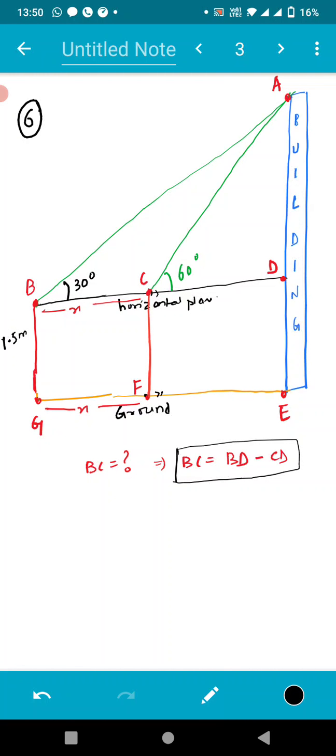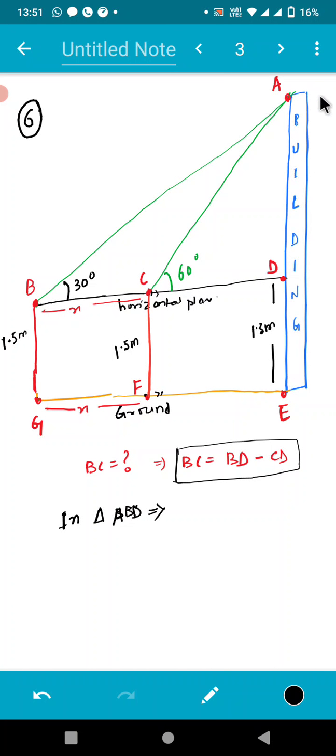So let us start with this triangle, okay, the big triangle. So in triangle ABD, okay. So first of all we'll see that in triangle ABD what are the things given. Now one more thing, students, you see, now if this length is 1.5, then this length would also be 1.5, isn't it? And this length would also be 1.5 meter.